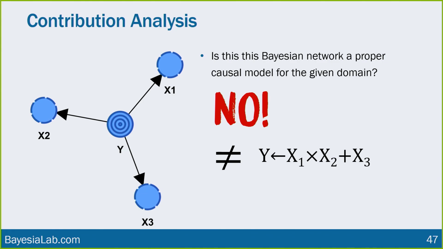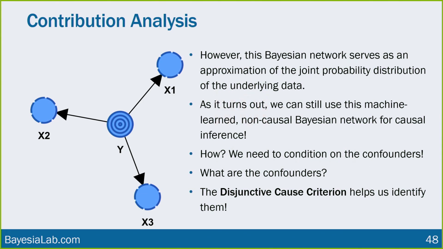So where are we going with this here? Well, while it is not a causal model, this network, as we've learned it here, is still an approximation of the joint probability distribution of the underlying data. And as it turns out, even though this network is non-causal, we can still use it for causal inference. And you may say, well, how is that possible? Well, what we need to do is condition on the correct confounders, which leads to the question: how do we determine which ones are the confounders?